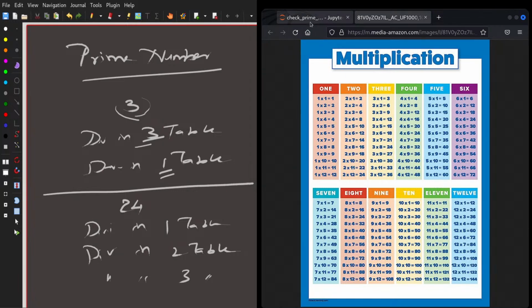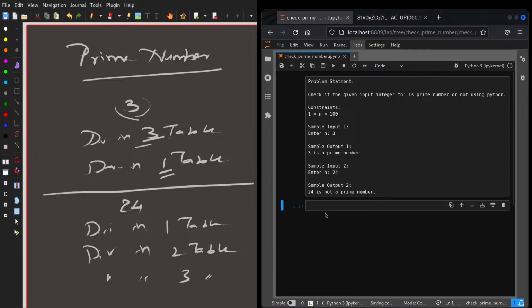So we need not think in a programming way. Just in a manual mode itself, what are we doing? We are going to check the other tables, if this number goes to other tables, isn't it? So the same way, let's try to implement it here.